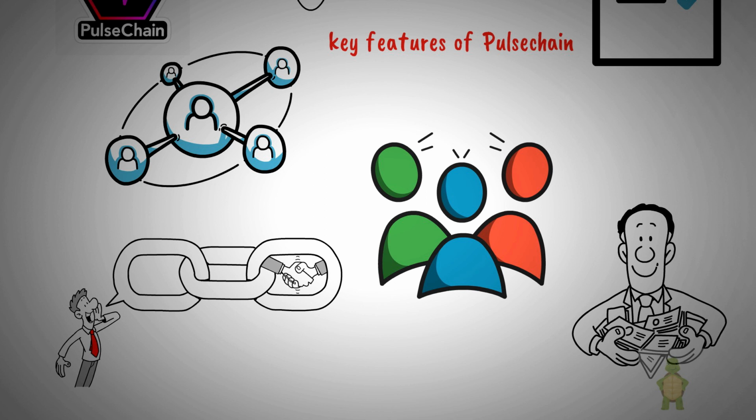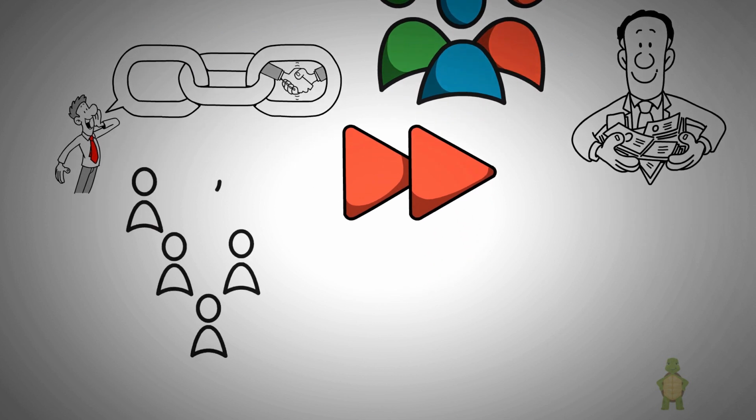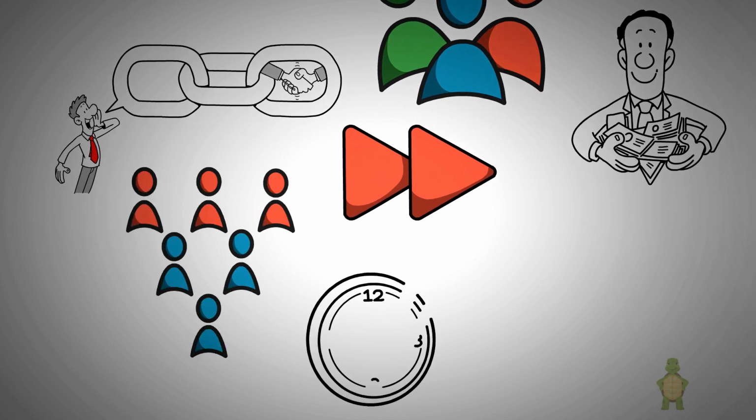PulseChain aims to provide faster and more efficient transactions, which will make it an attractive option for users who want to avoid the high fees and long wait times associated with other blockchain networks.